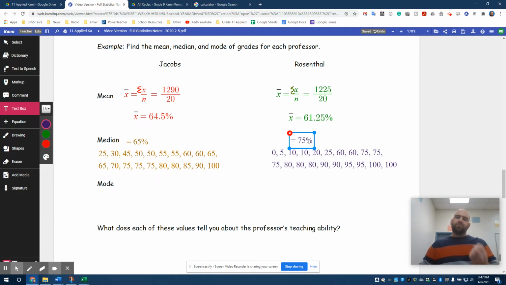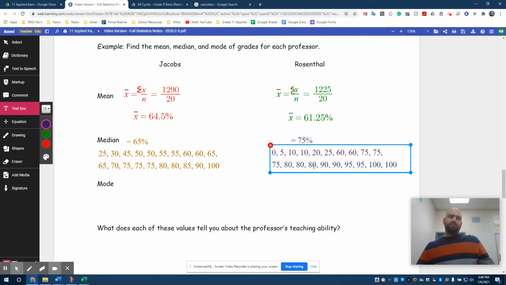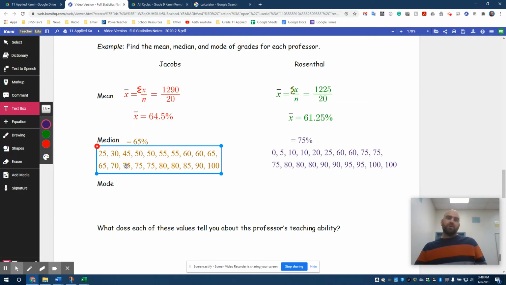That tells us that Professor Rosenthal's students tend to do better. And maybe that would be clued in by all the students that got 100 and in the 90s with Professor Rosenthal, whereas with Jacobs, most of them kind of get in between. They kind of get between 60s and 70s. So that's where there is a big change, and that's something to take a look at.